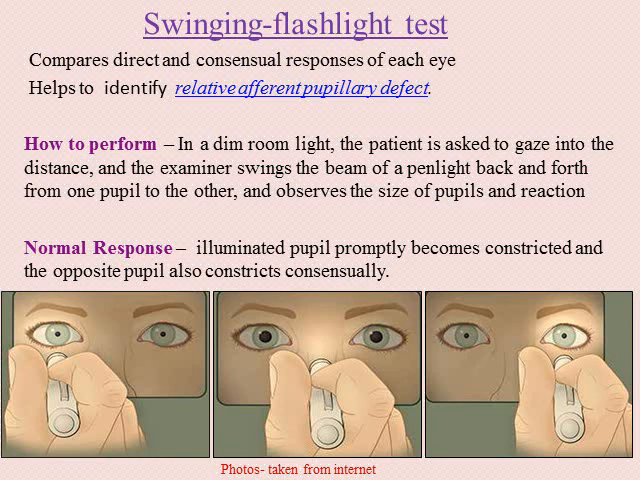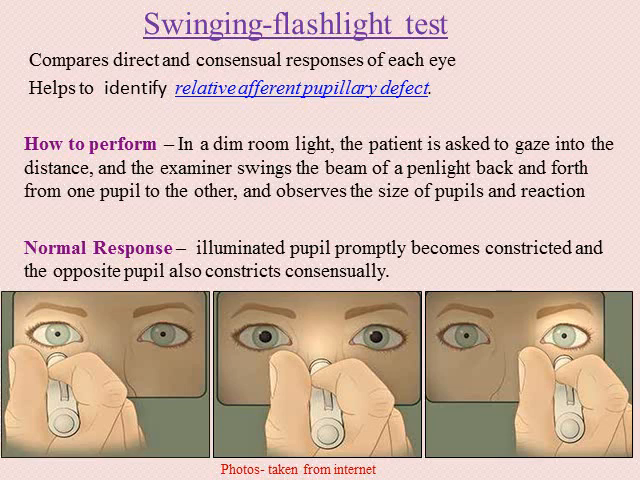The swinging flashlight test compares direct and consensual responses of each eye. It helps to identify a relative afferent pupillary defect. It is done in a dim light room. The patient is asked to gaze at a distant target. The examiner swings the beam of the pen light back and forth from one pupil to the other and observes the size of the pupil and its reaction. Normally, the illuminated pupil promptly constricts and the opposite pupil also constricts consensually.